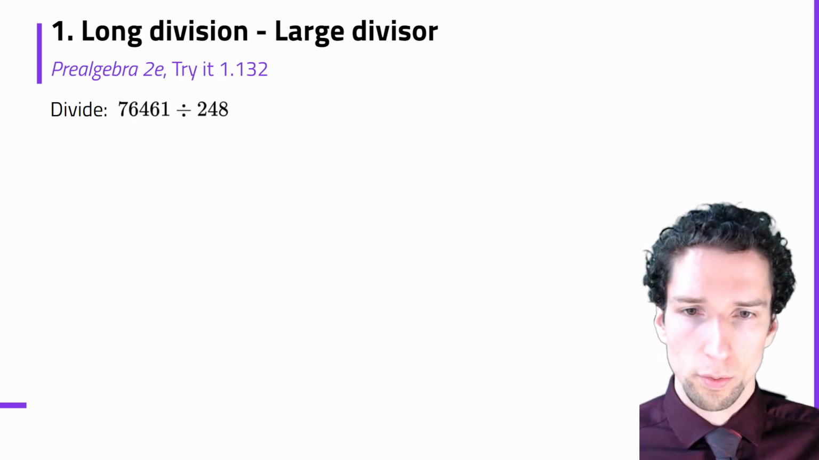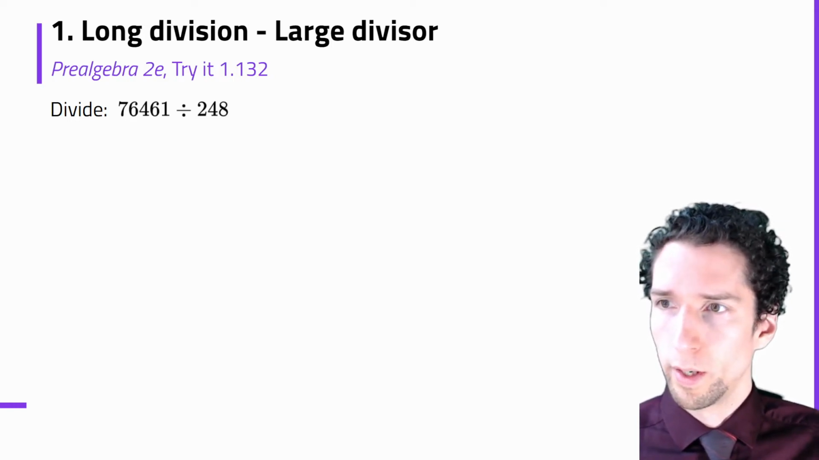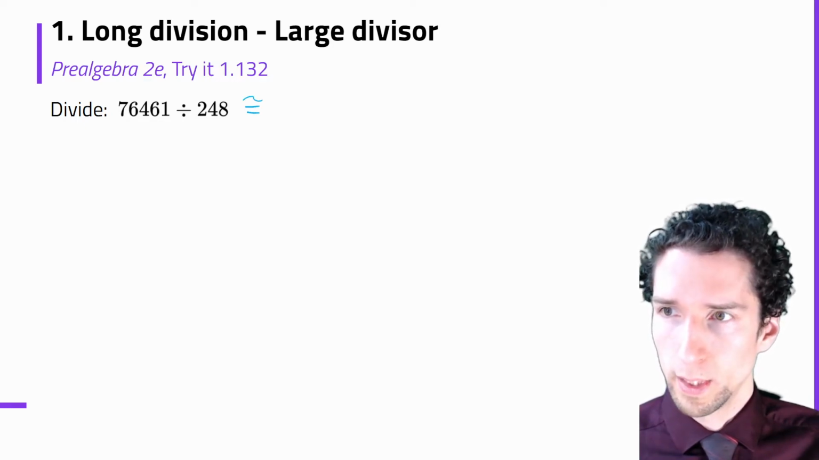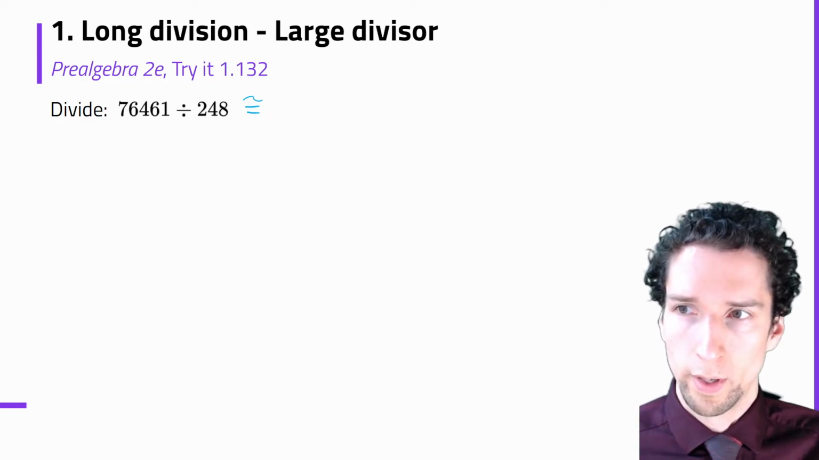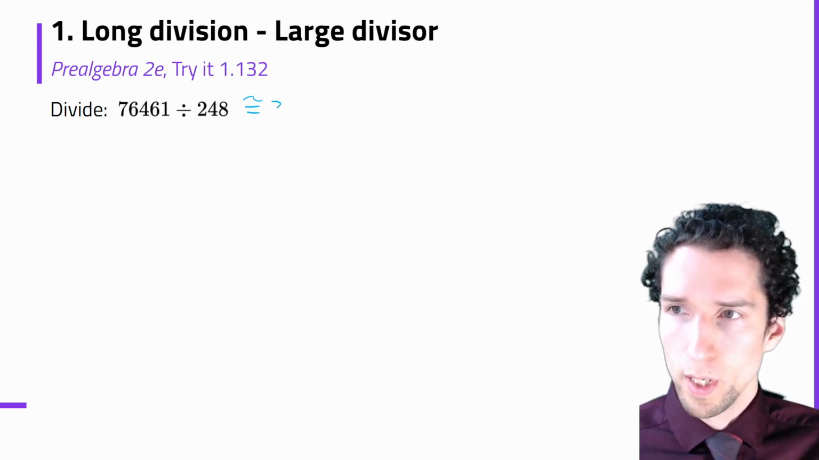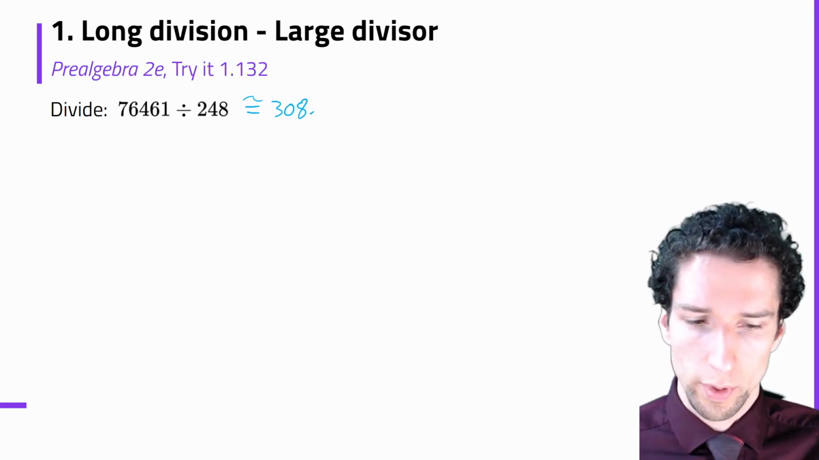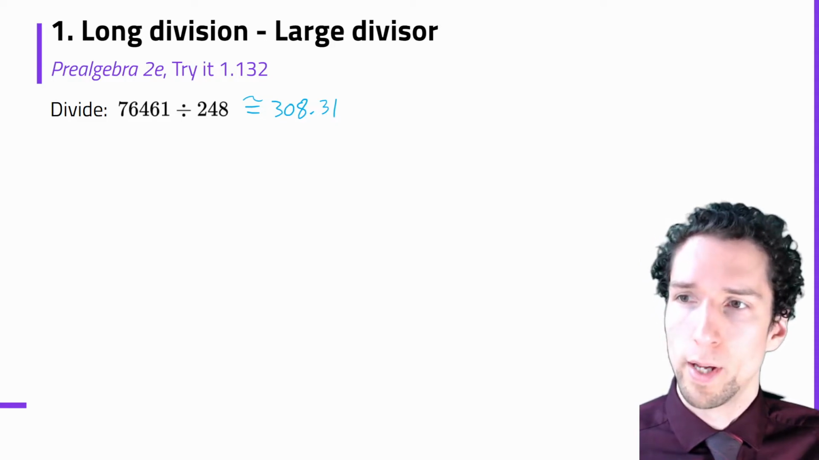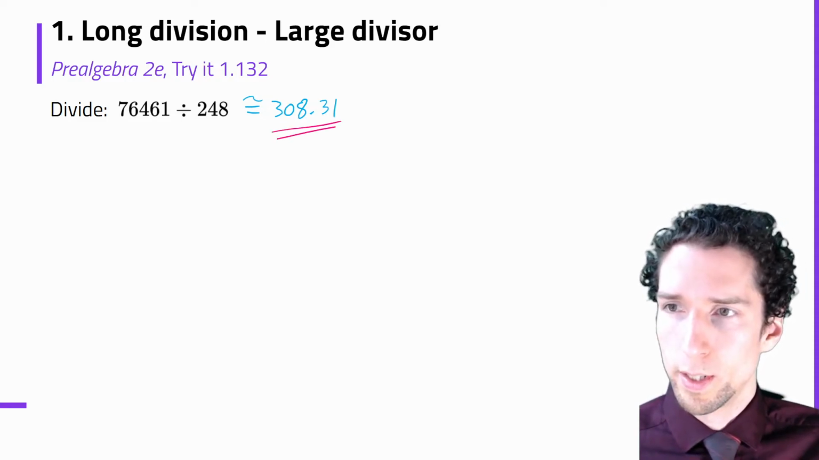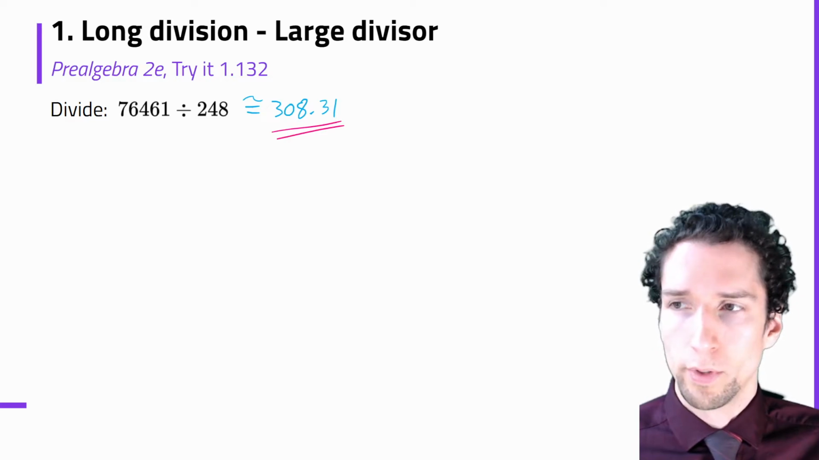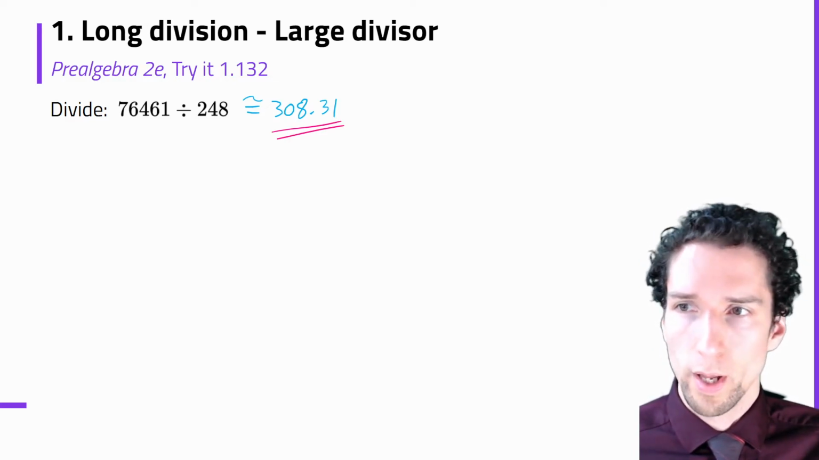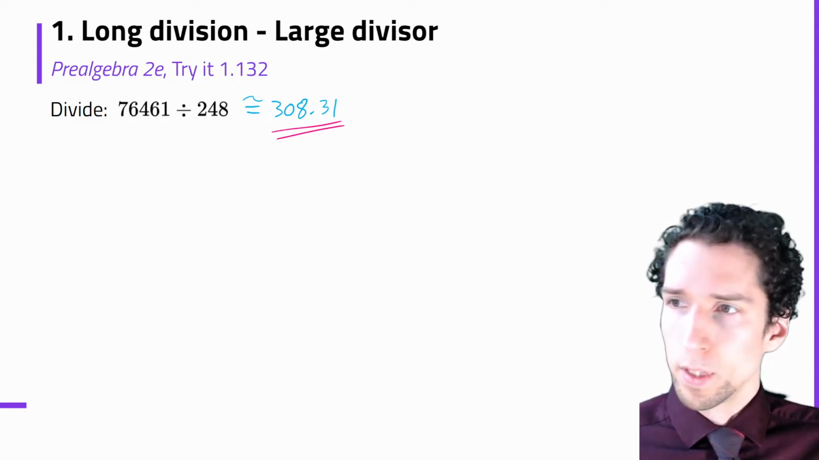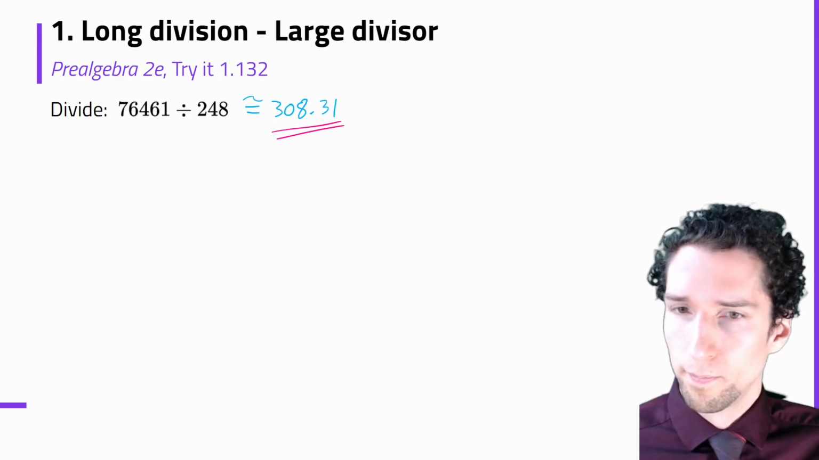All right, so here, the result that I got was approximately, because I also did not do an infinite number of decimals here, 308.31. And I stopped after 2 decimals. So there's a solution here that's accurate enough for our purposes. So 308.31, whatever. Okay, so there is that one.